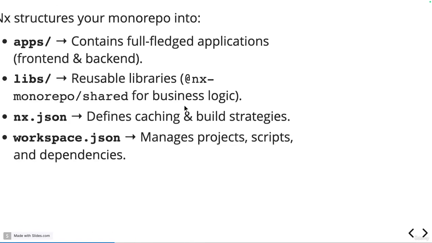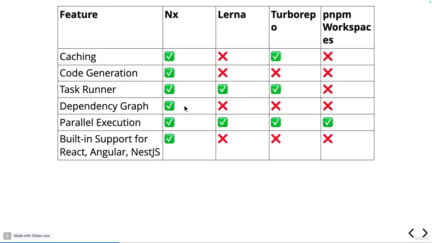So overall, if we compare it with the other solutions which we have done, Lerna: code generation, Lerna doesn't do; caching, no; task runner, kind of yes; dependency graph, Lerna doesn't do; parallel execution, yes. So you can see, if you compare Nx with Lerna, the clear winner is Nx. It does caching, code generation, dependency graph, and has built-in support for these applications. Like you can spin up React, Angular, Nest.js applications using Nx Monorepo.